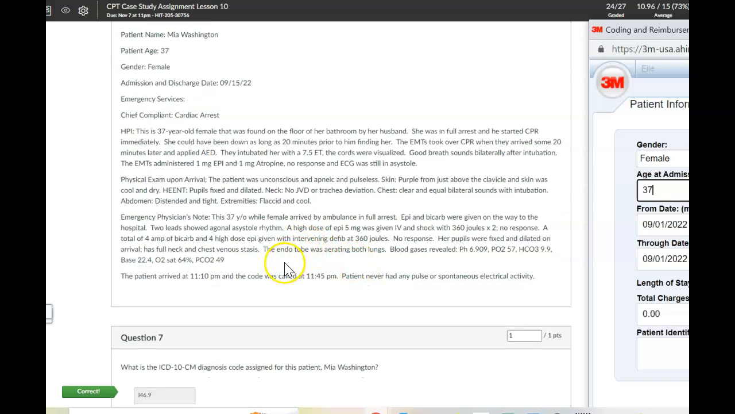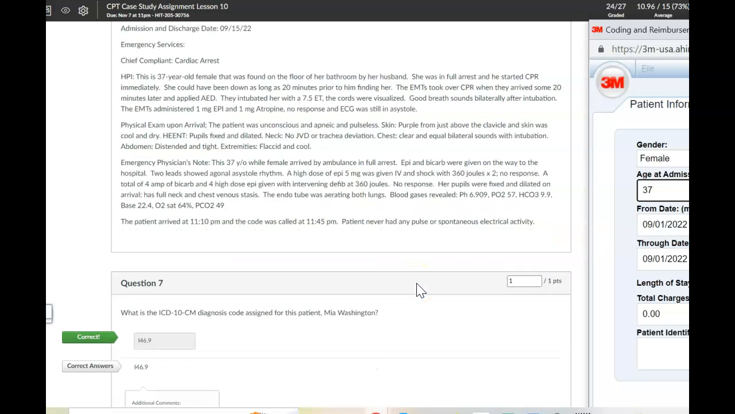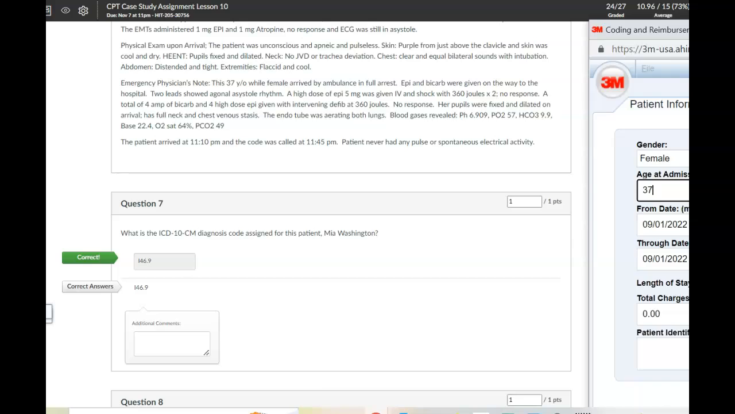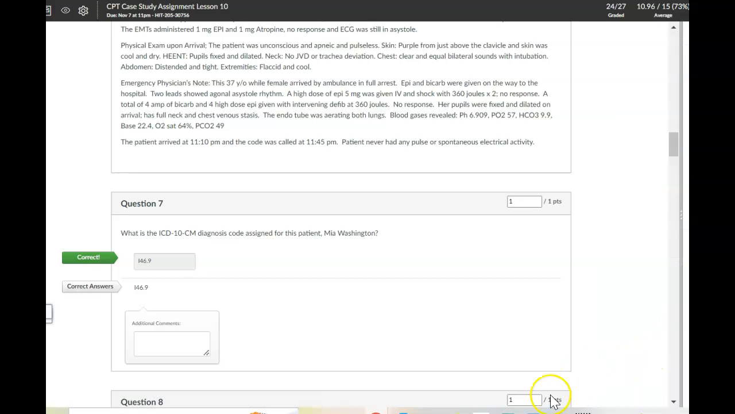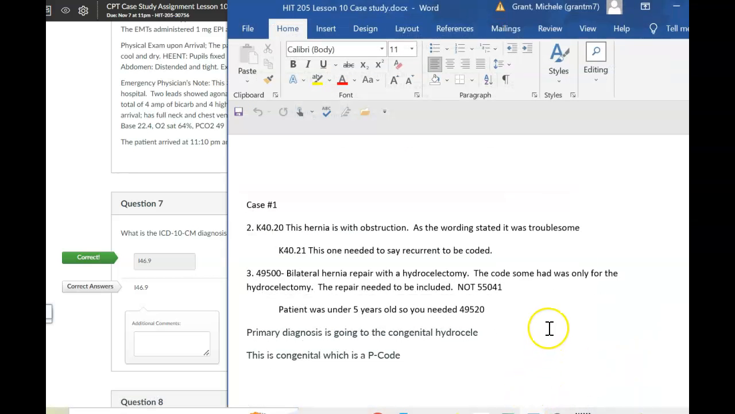So we go down here to the ER note. She was in full arrest. They gave her the epi. So basically here the patient arrived at 11:10. The code was called at 11:45. Never had a pulse, no electrical activity. So the first thing I am going to code here is going to be the cardiac arrest.